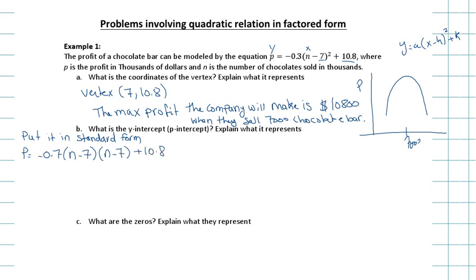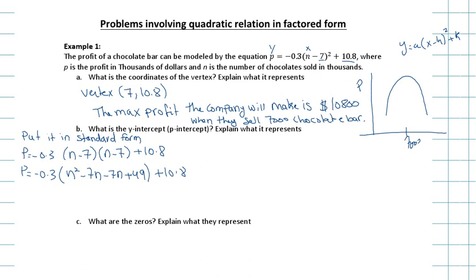What do I call this? Distribute forward. Yeah, that should be 0.3, not 0.7. So n squared minus 7n minus 7n plus 49. Then I can collect like terms, or I can multiply the negative 0.3 in and then collect like terms at once. Okay? So I'm going to do that.